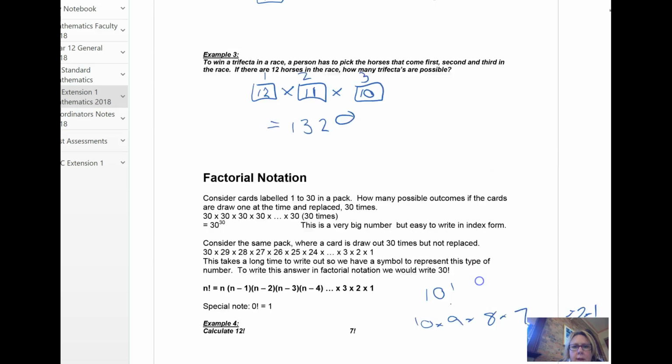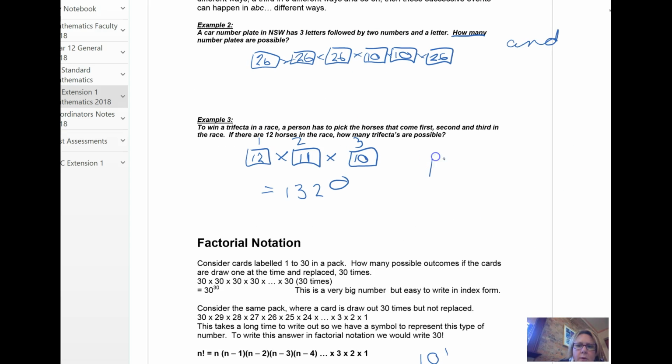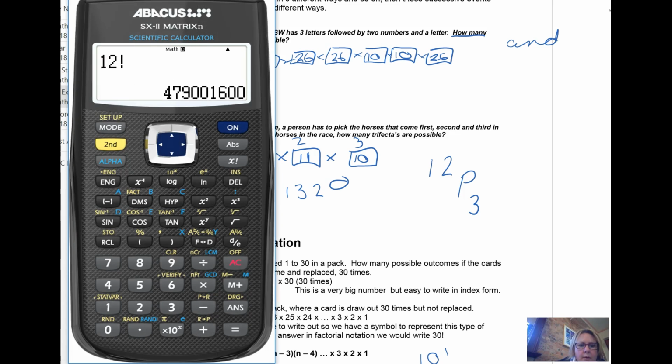So here, if I said 12P3 and then went 12, where's the P here? I'll get the same answer.